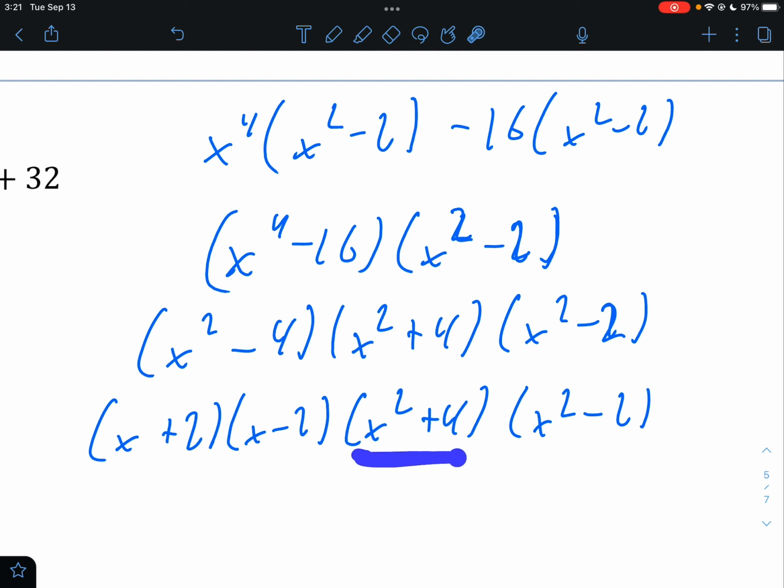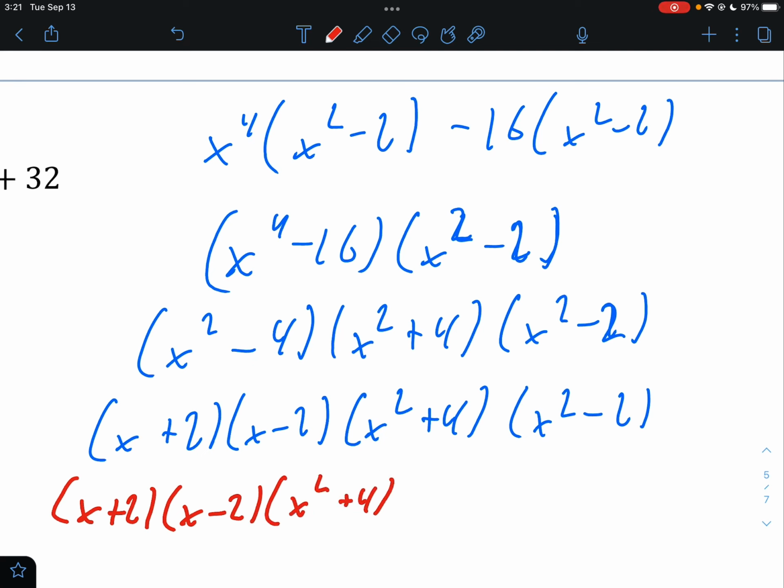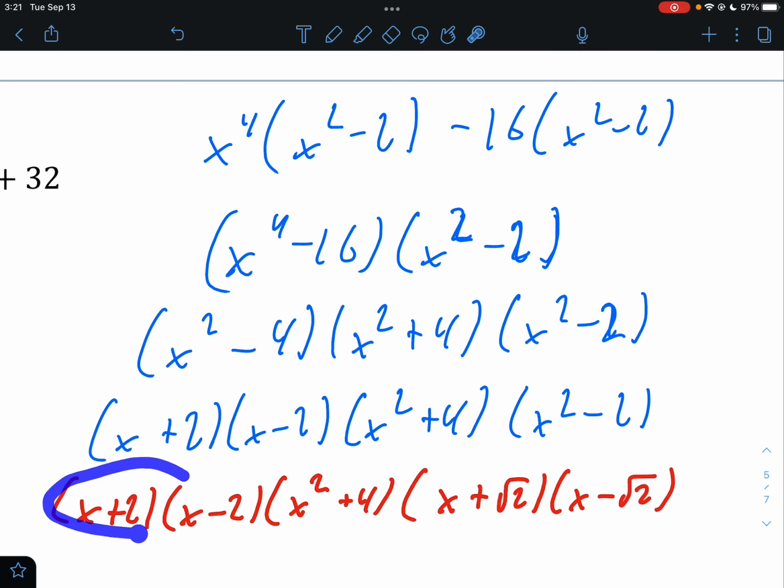Can we factor this in the real number system? No, we cannot. Can we factor this in the real numbers? Yes, we can. So these 3 are going to stay the same, and we can factor this one a little bit further. So x plus 2, x minus 2, x squared plus 4 all stays the same. But now this can factor to x plus root 2, x minus root 2. And that is how we would factor it in the real number system.